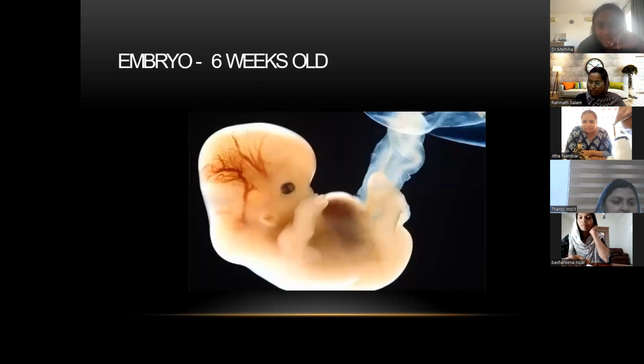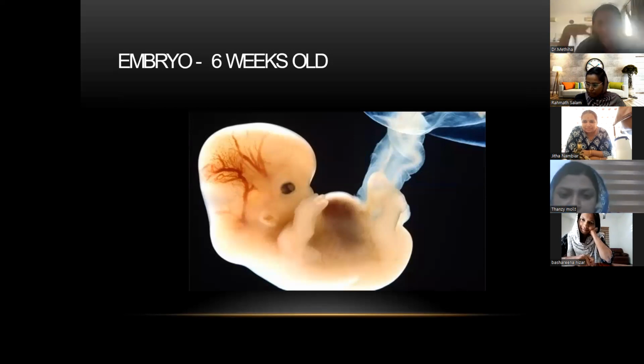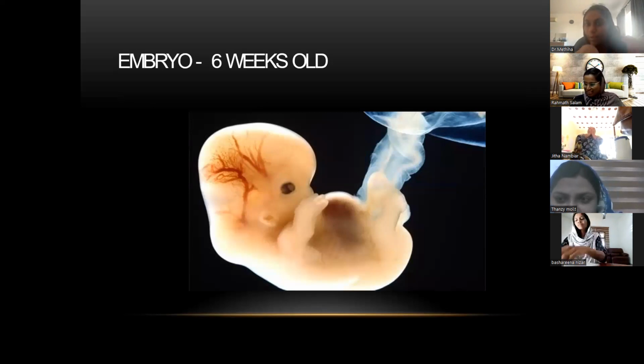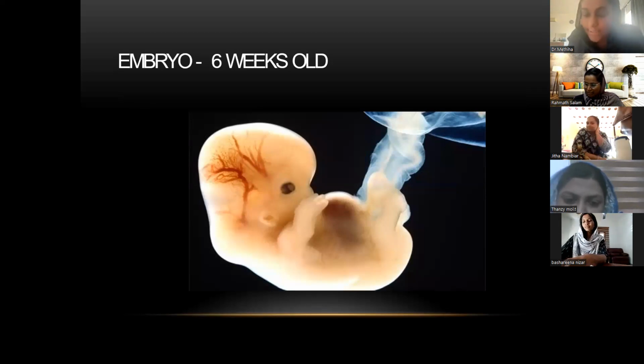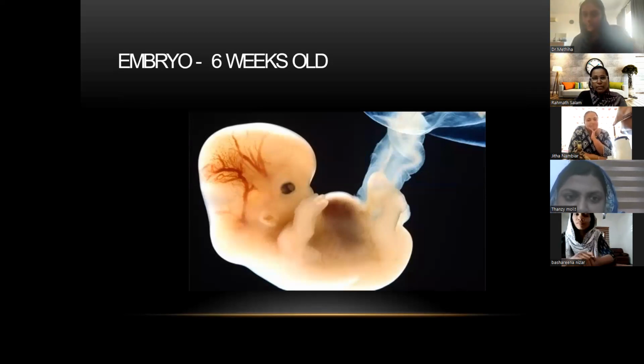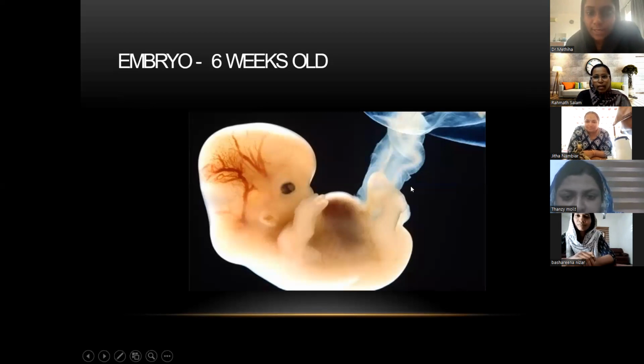Yes, this is the arm. The fingers are just forming, and you can see that compared to the lower part, the upper part is much larger, and you can see the brain getting developed. This is in the sixth week. Coming to the next slide.